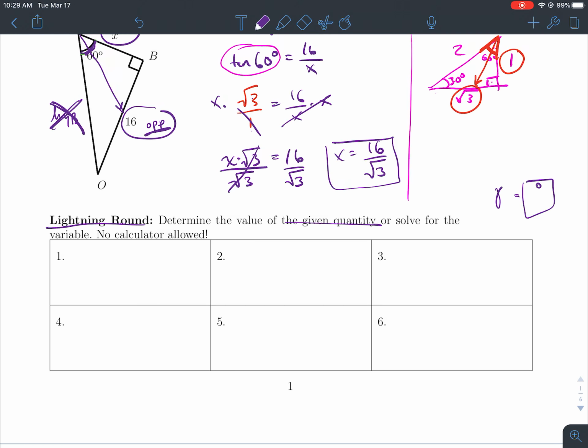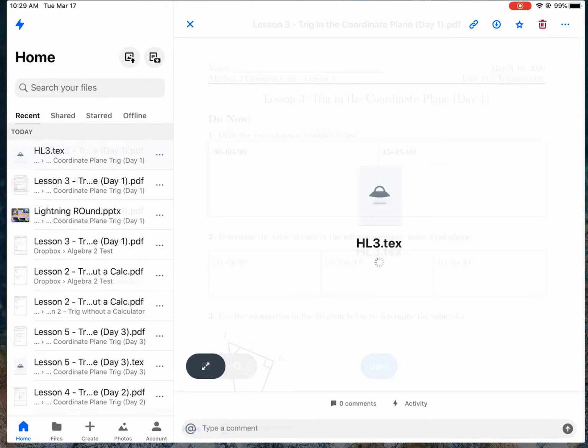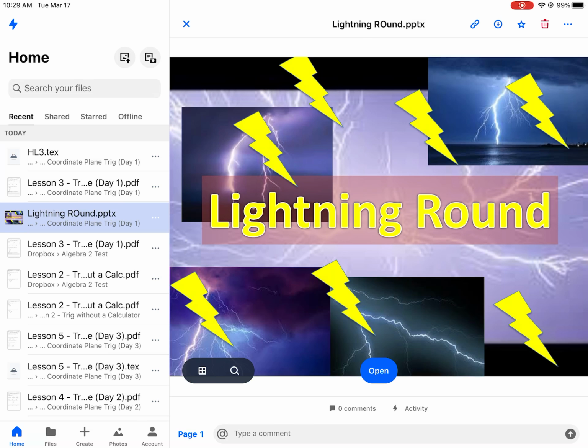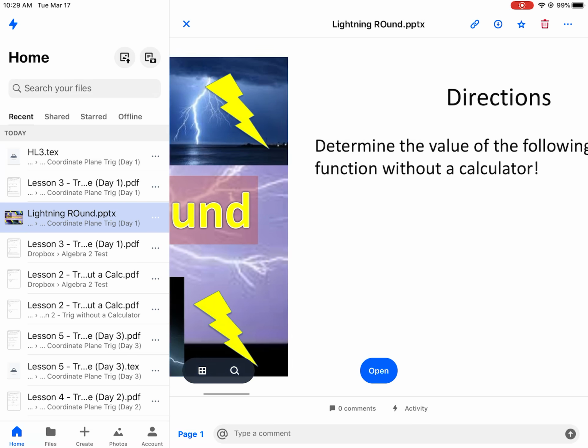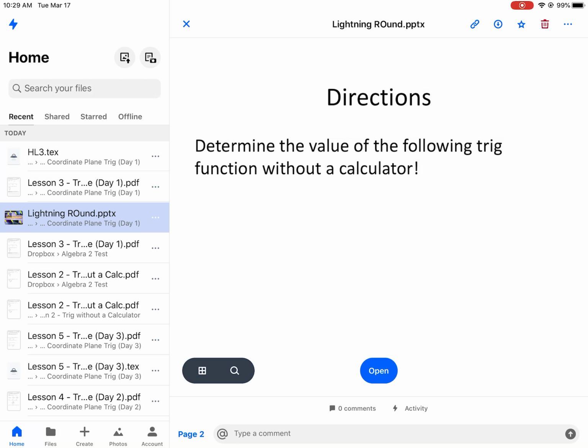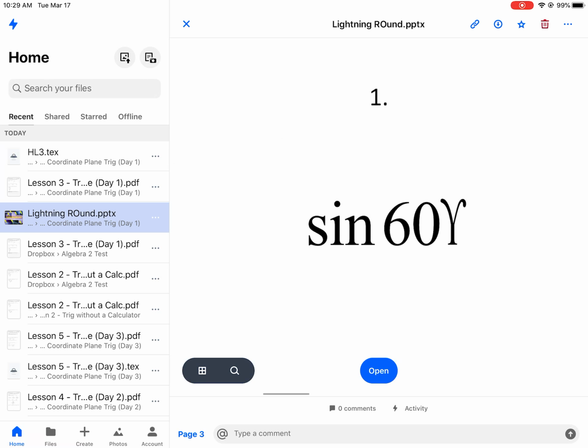Determine the value of the given quantity or solve for the variable. No calculator allowed. Alright, so lightning round time. Here we go. Determine the value of the following trig function without a calculator. So you're probably going to be using your reference triangles.